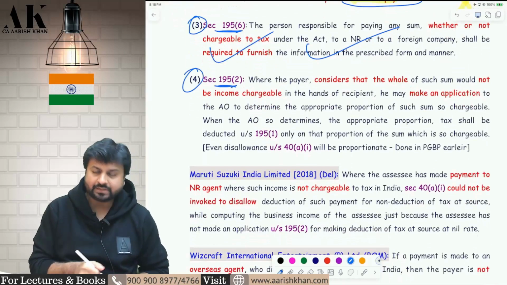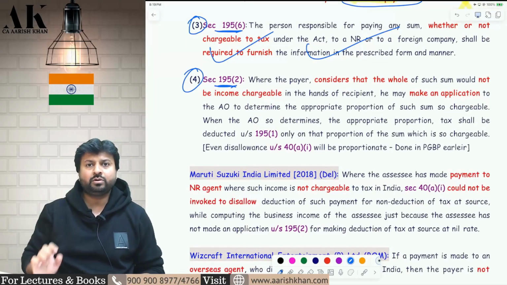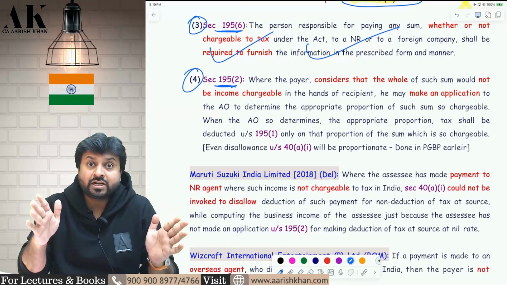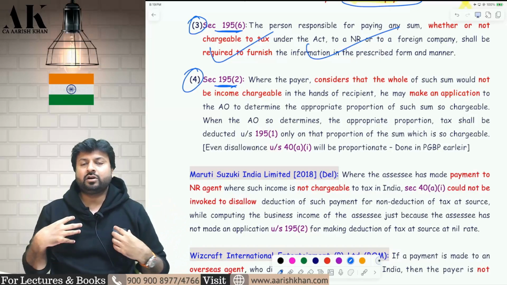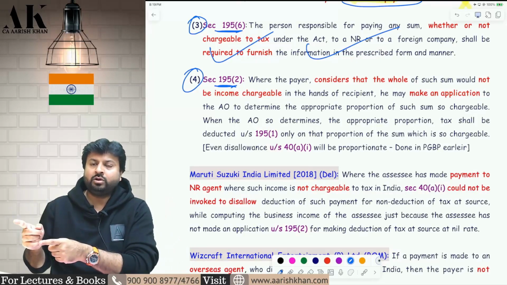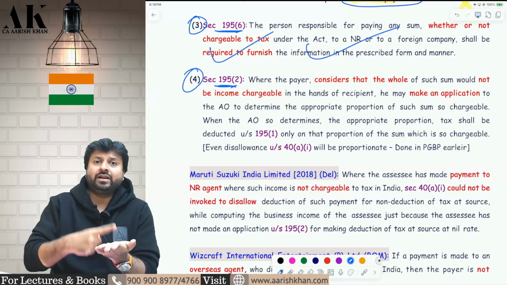Next one, 195 subsection 2. 195 subsection 2 is applicable. Suppose I am making a payment to a non-resident and I am not confident about whether the entire income is chargeable to tax or not. In that case, the government is giving me, the payer, an option that I can make an application to the AO, and the AO will determine the appropriate portion, and according to that, I will deduct the TDS.